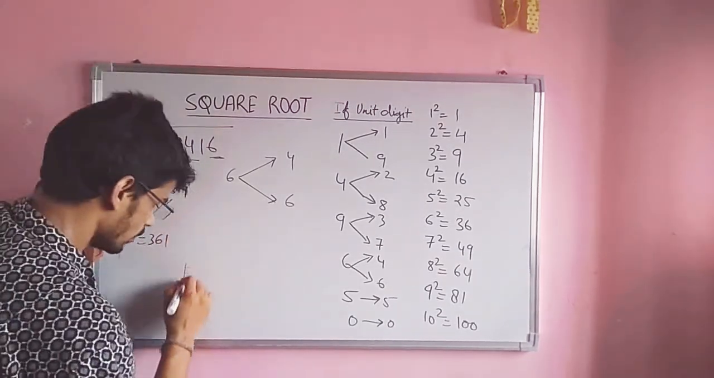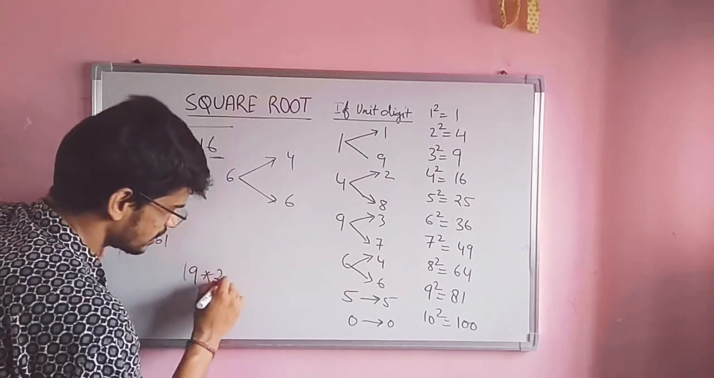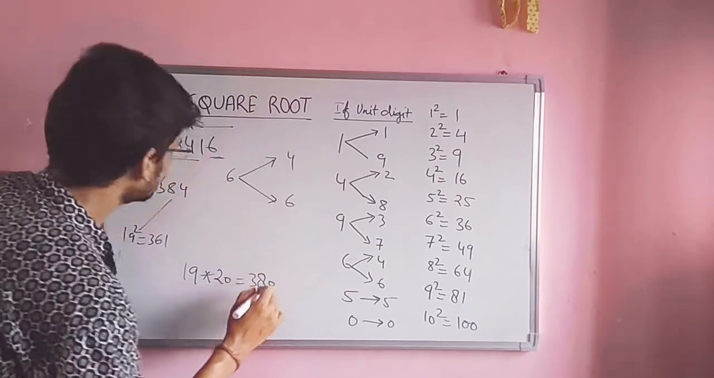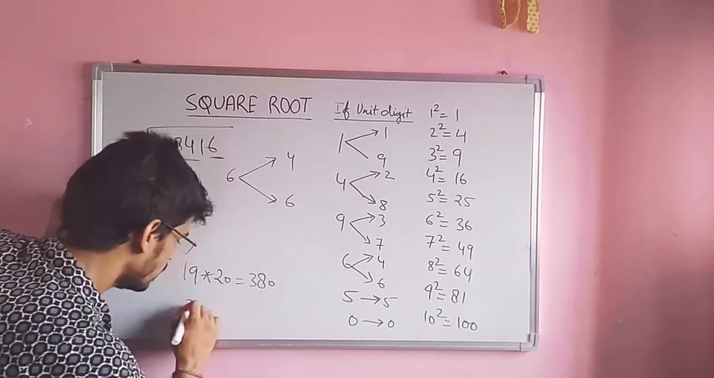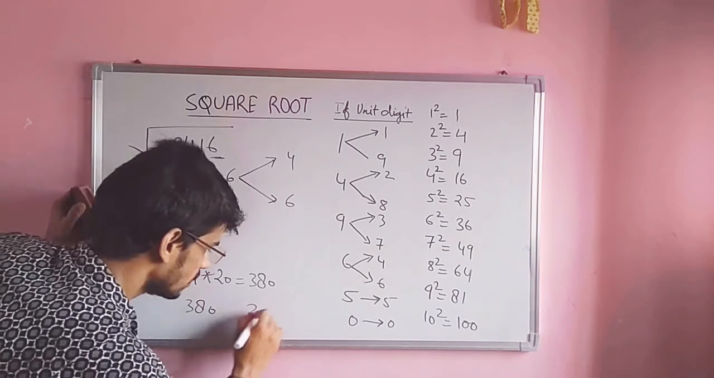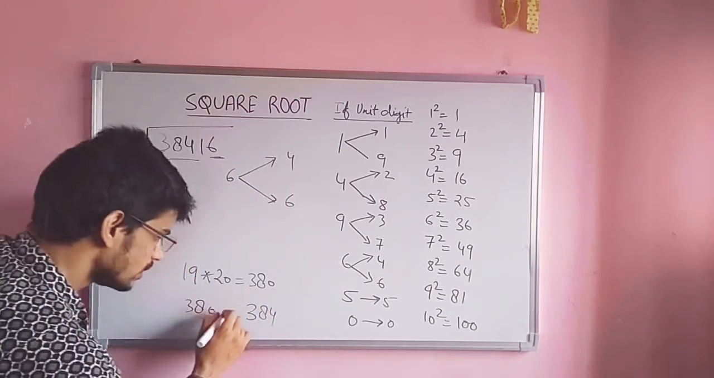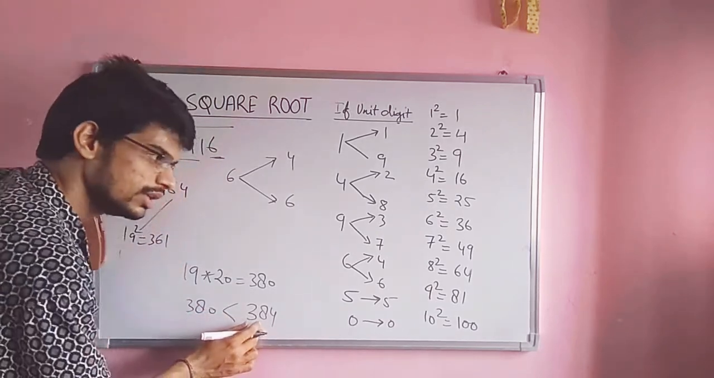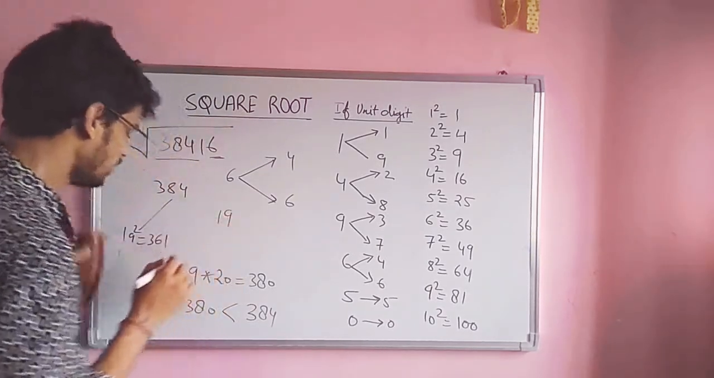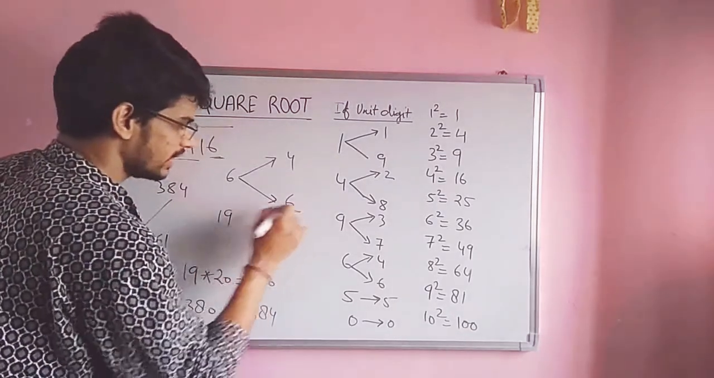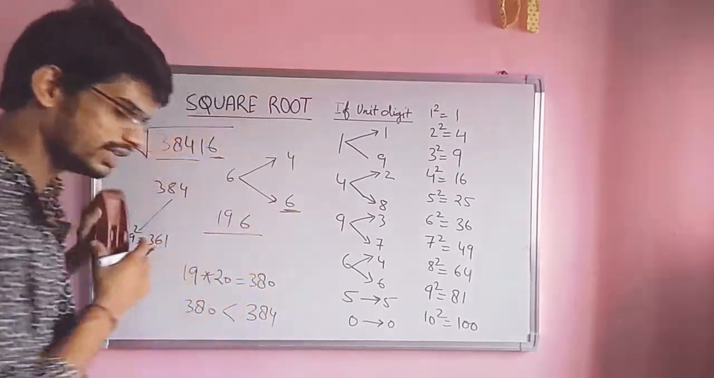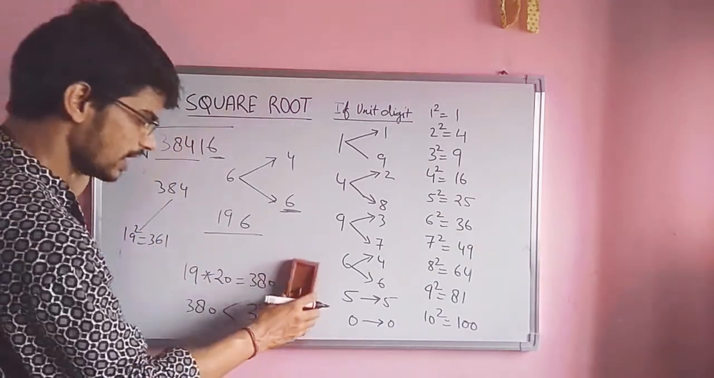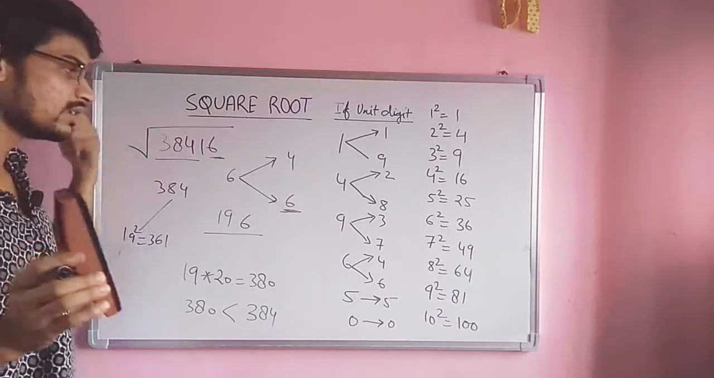Now multiply by its successor. 19 multiplied by 20, that is 380. Now compare 380 with 384. 380 is lesser than 384. That's why we take 19 from here and the greater value from here. That's why we get 196 as the square root of 38416. Clear? I hope you are getting this concept.